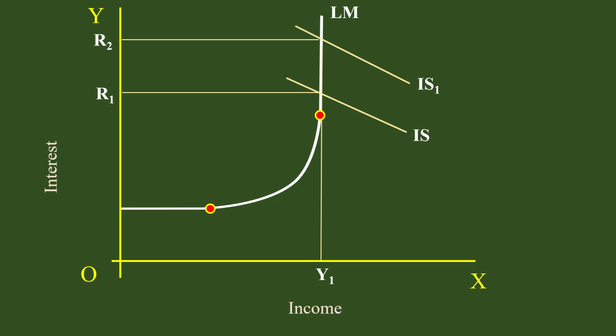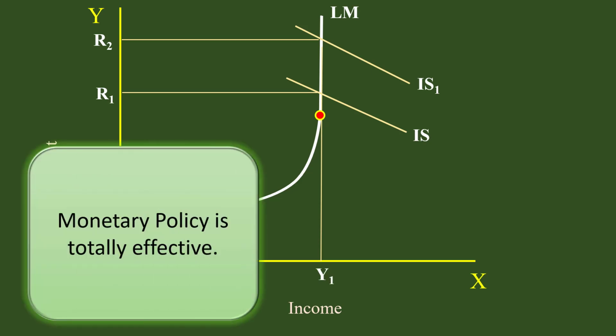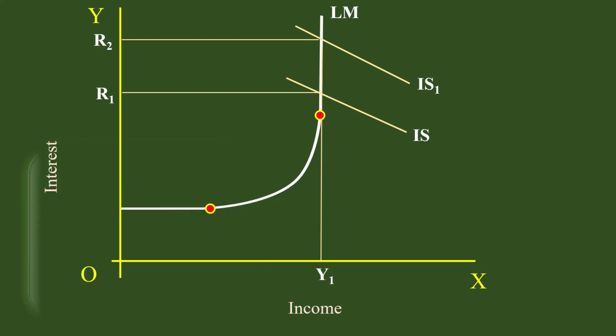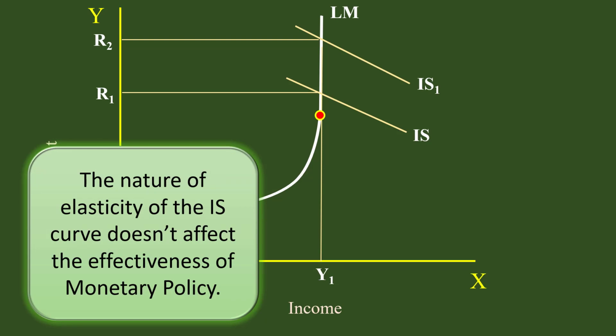Important conclusions of the classical range are as follows. 1. Monetary policy is totally effective. 2. Fiscal policy is totally ineffective. 3. The nature of elasticity of the IS curve doesn't affect the effectiveness of monetary policy.